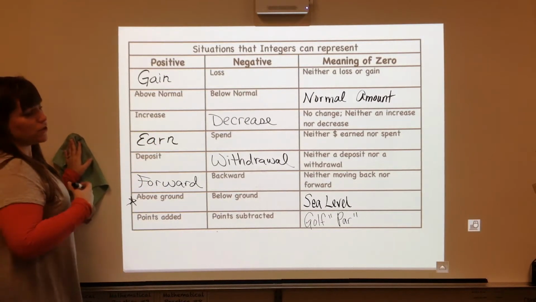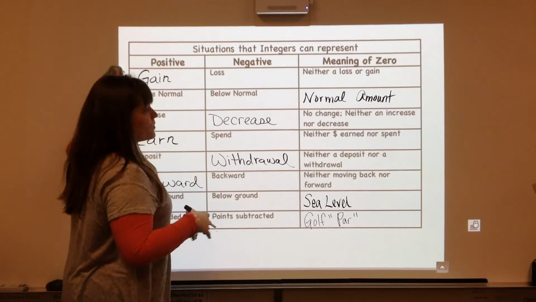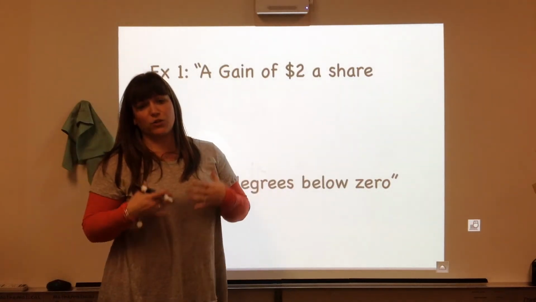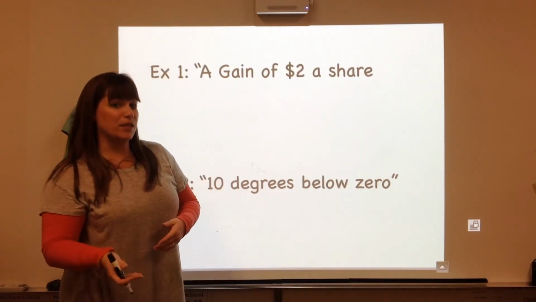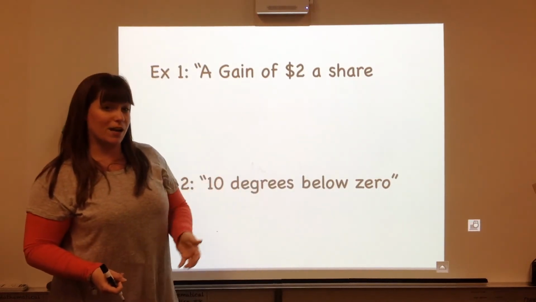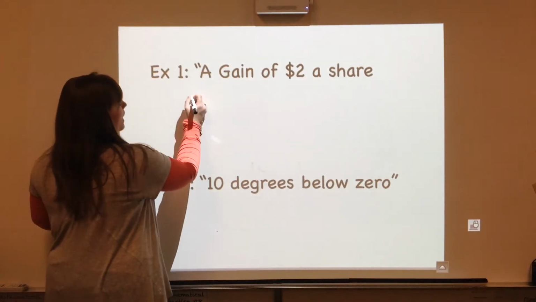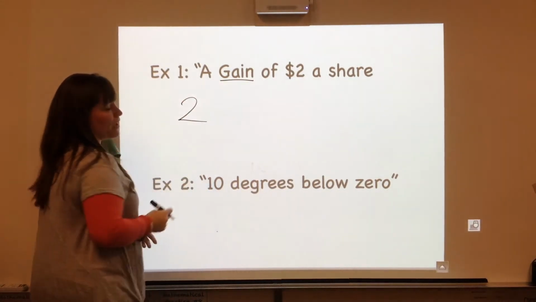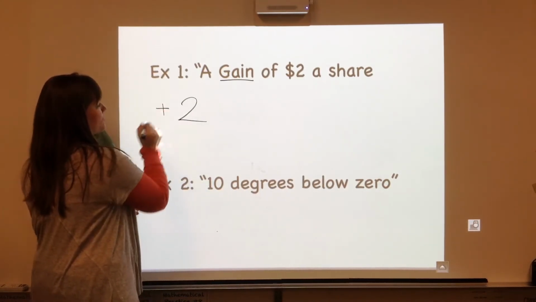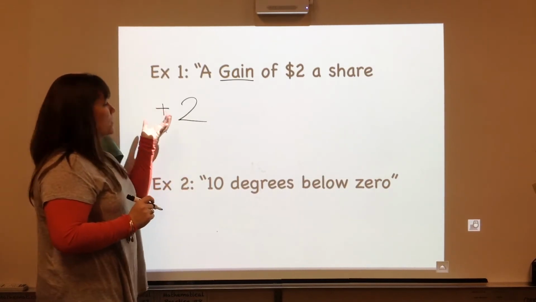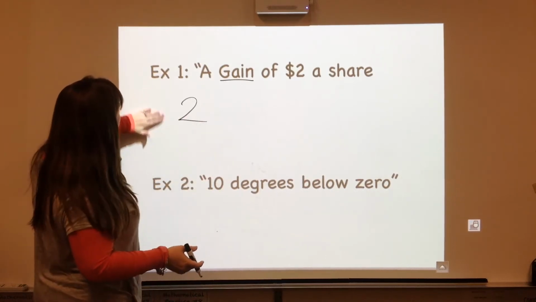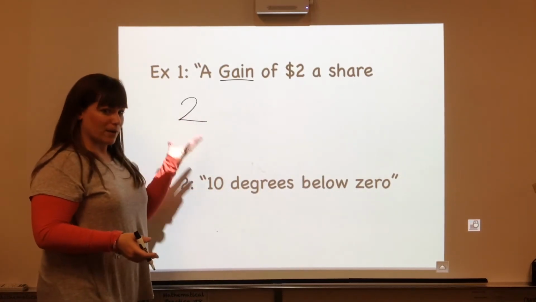And we are going to have to talk about the meaning of 0 in the first 2 examples. So example 1, this is a situation where you have to actually write the integer and then explain the meaning of 0. So a gain of $2 a share, that's the idea of the stock market, shares of a company. So a gain is an idea that, oh, we're going to deal with a positive number, positive 2. You do not have to show the positive symbol. If there is a positive symbol, obviously it's positive, but if there's nothing, you have just a positive number assumed.